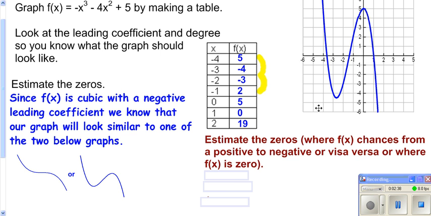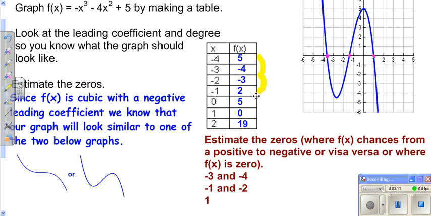We also want to go ahead and take a look at our zeros. Your zeros occur whenever you are crossing the x-axis. So we have one that's about here, one that's about here, and then one right here at x being 1. We have one here that occurs between -2 and -1, and then another one that's occurring between -3 and -4.